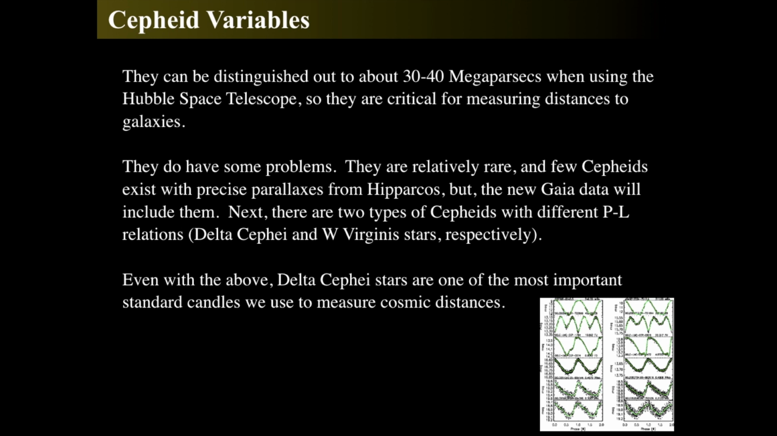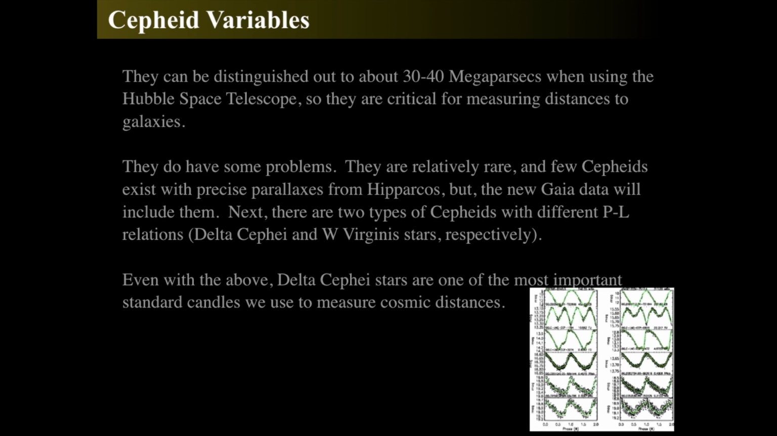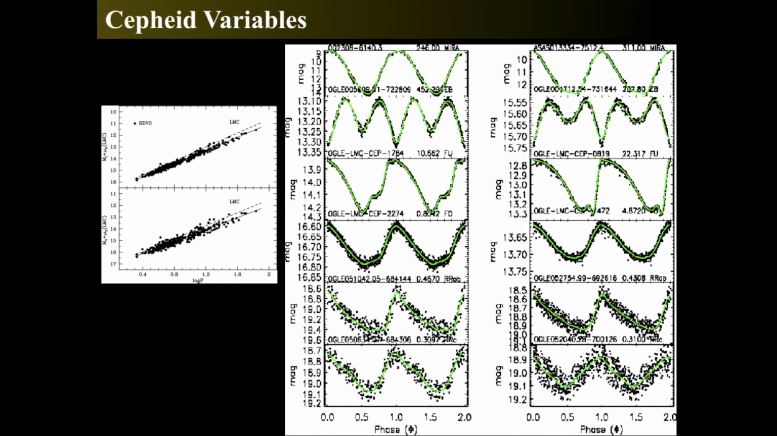Anyway, there are even two different kinds of Cepheids. There's the Delta Cepheid and W Virginis stars. They're both the same kind of thing, but they have slightly different period luminosity diagrams, so you have to be careful with which kind you found. So Delta Cepheids, because of their intrinsic luminosity at their maximum, are incredibly important standard candles. And so we can see here some of the images for some of their variability.